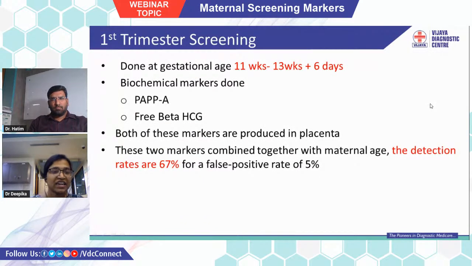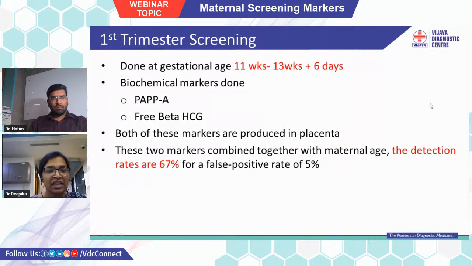So this screening is done in the first trimester as well as in the second trimester. First trimester screening is traditionally done at a gestational age of 11 weeks to 13 weeks 6 days. And the biochemical markers which we do during the first trimester are PAPP-A as well as free beta HCG. And these markers help in a detection rate of up to 67%.